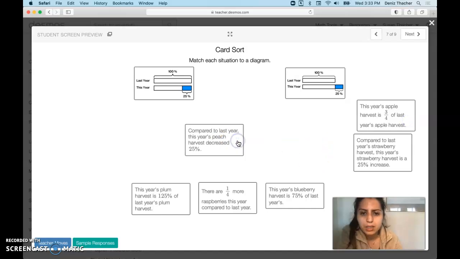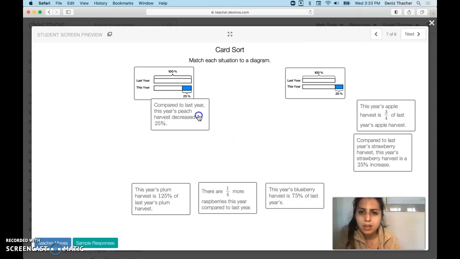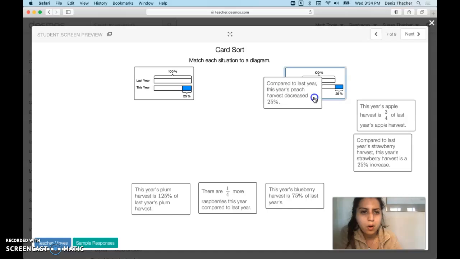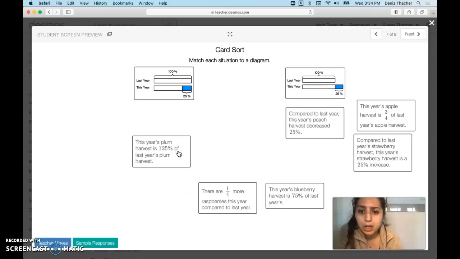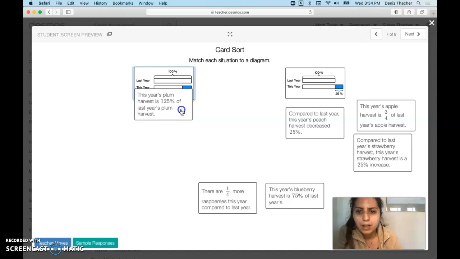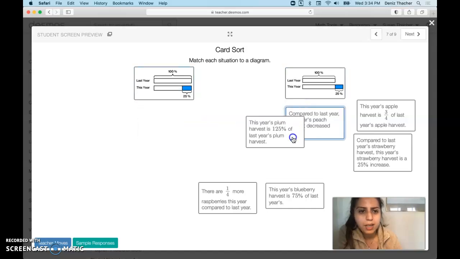Another idea: compared to last year, this year's peach harvest decreased 25%. Does that statement match with the first diagram or the second diagram? This year's plum harvest is 125% of last year's plum harvest. Would you match that with the first diagram or the second diagram?